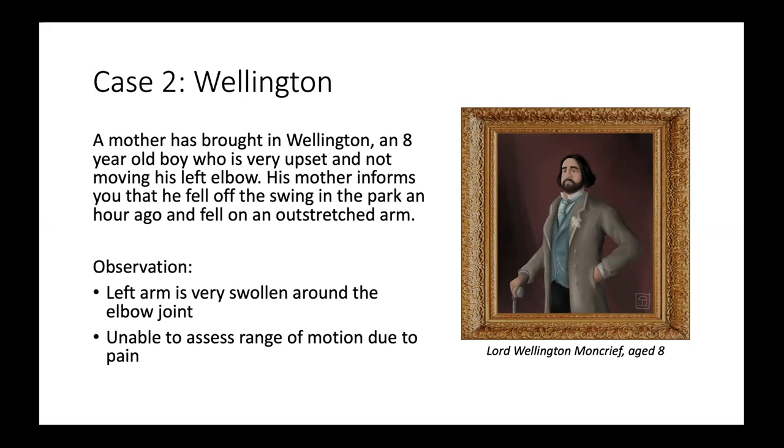So, left arm is very swollen around the elbow joint and we are unable to assess the range of motion due to the pain. Anybody want to have a guess what this might be? A hint is that we're talking about bones and ligaments. Effusion, I've heard. Effusion is good. Effusion is due to the condition that happened. Dislocation is another good one.